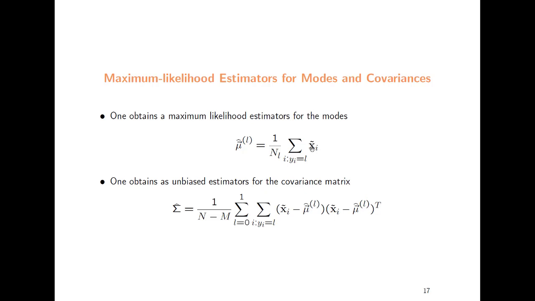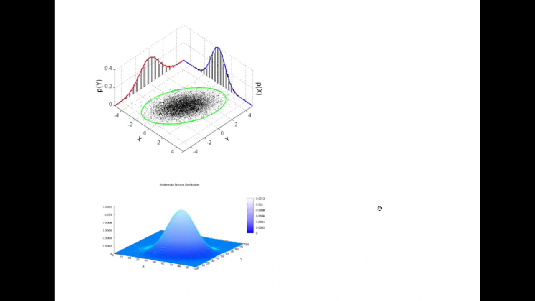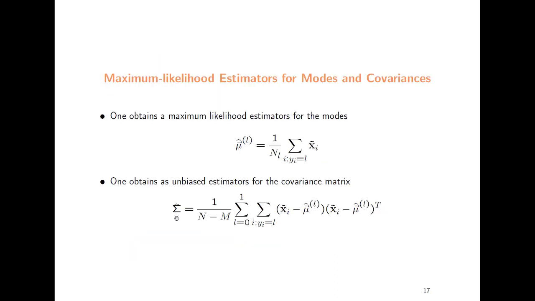And now there's something special. Maybe let me show you. What I showed here, mu, the center, is of course class specific. So the two classes have different centers. But I don't use the superscript L here for the covariance matrix. So we assume that the covariance structure is the same in both distributions. Again, it's probably not true. Why should the two distributions have the same covariance matrix? But it often works very well, and that's a very common assumption. And that's why we only have to estimate one covariance matrix.